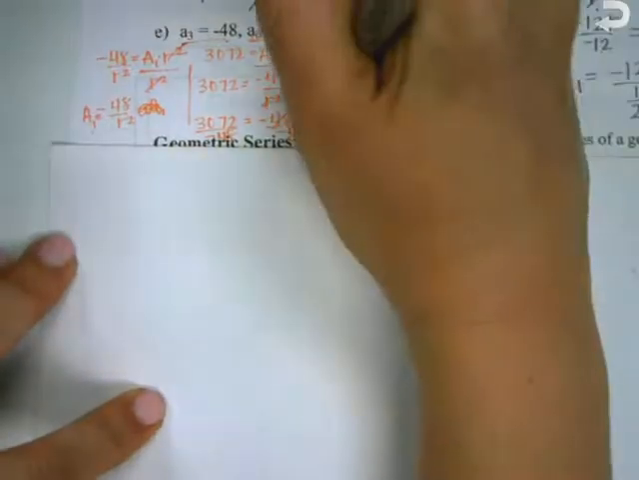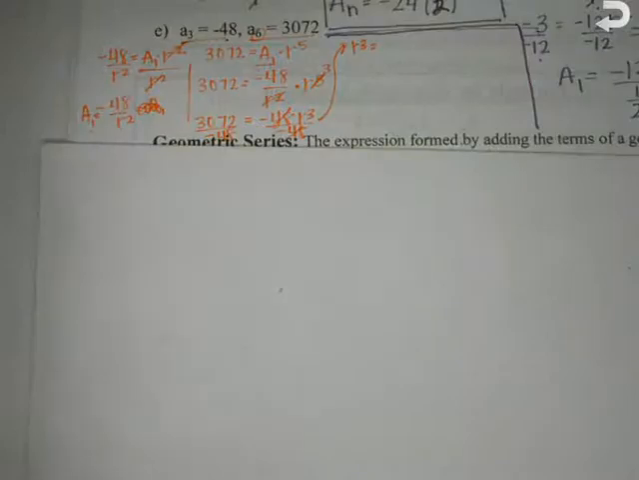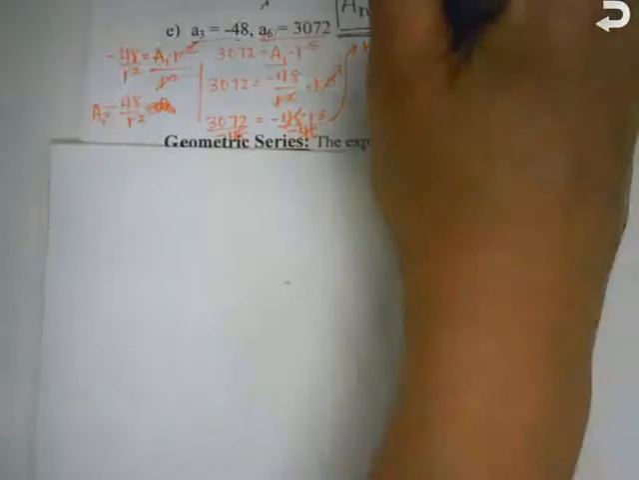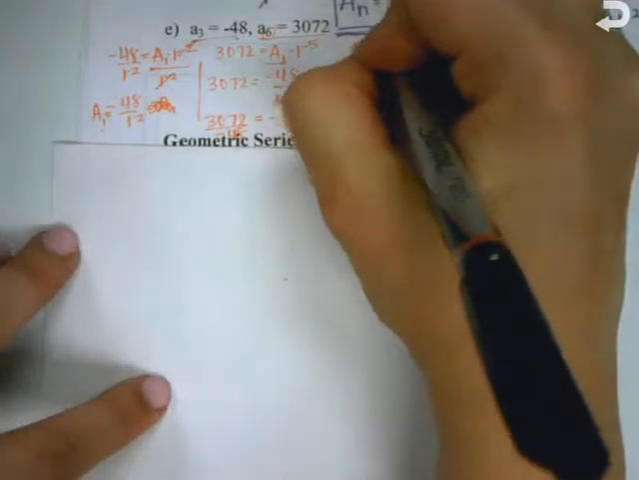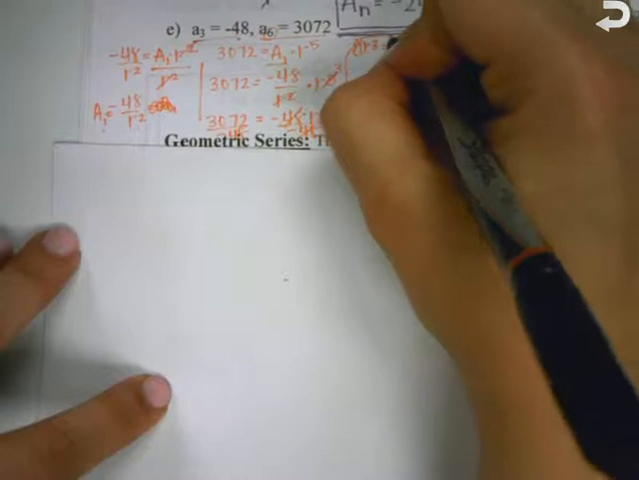Have I solved for r yet? No. I need to take what? Not the square root, the cube root. So the cube root of r to the third is r. What's the cube root of negative 64? Negative 4. So r equals negative 4. Circle it so you don't lose it.